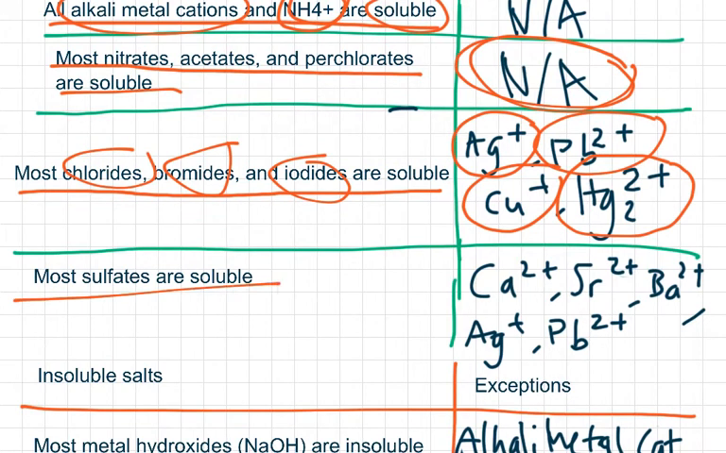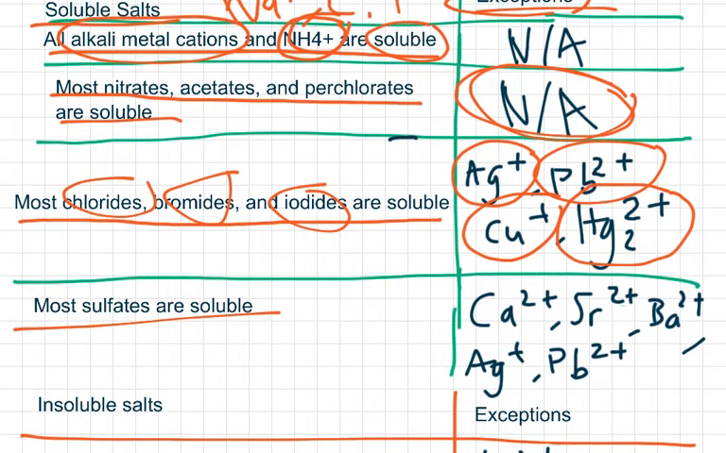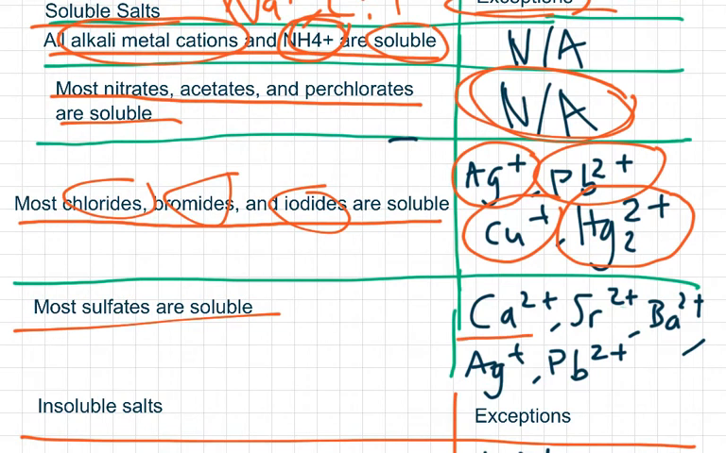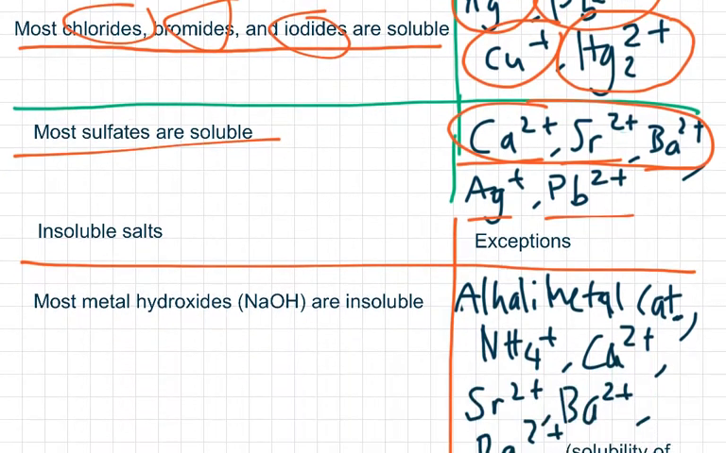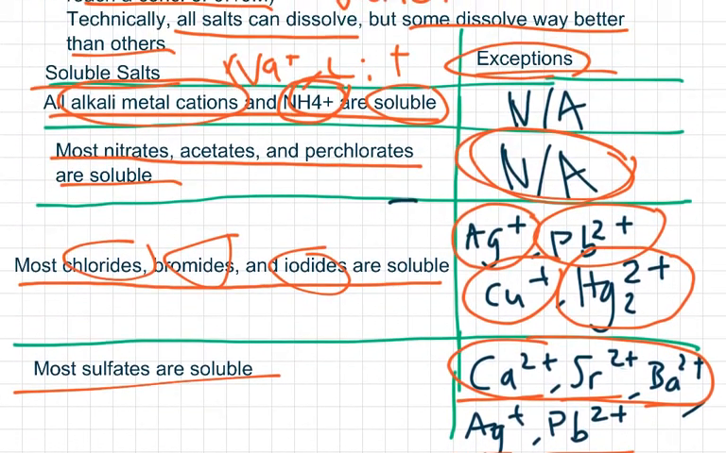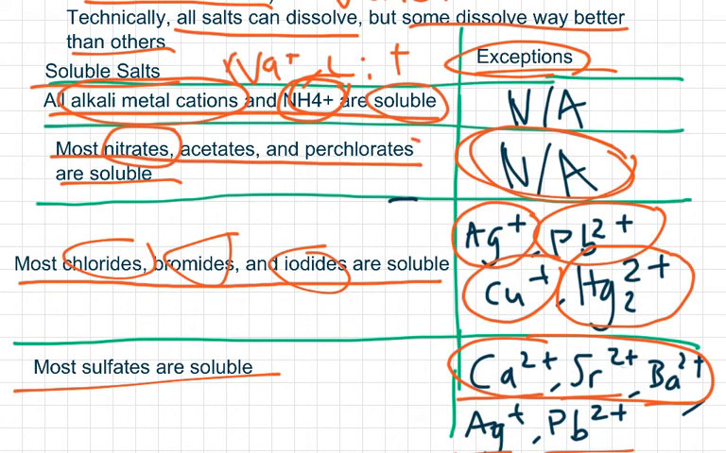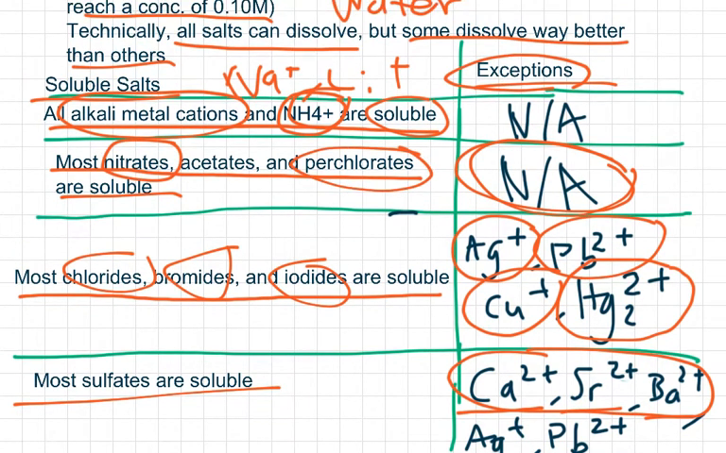Now, most sulfates are soluble, except for those that are paired up with Ca2+, Sr2+, Ba2+, Ag+, and Pb2+. The first three, if you recognize, are from the alkaline earth metals, so that might help you. If you don't know what a nitrate or a perchlorate is, I recommend you review polyatomic ions in video 2.4, for example, which is on my channel.